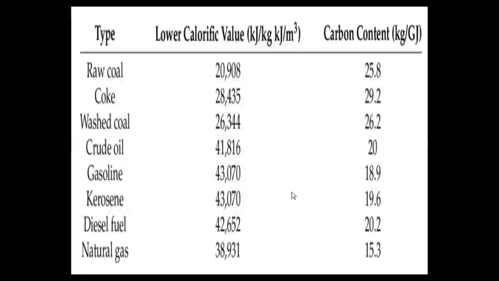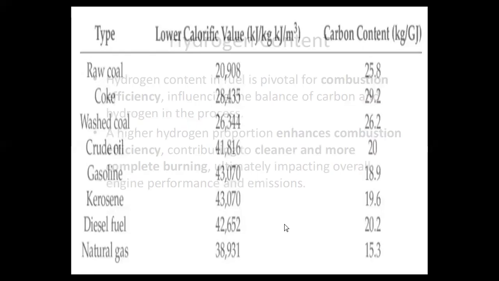So we have here different fuels with their calorific value and their carbon content. As you can see, based on this particular table, our carbon content for Coke is 29.2 and it has a lower calorific value of 28,435 kilojoules per kilogram, followed by our washed coal, which is 26.2 kilogram per gigajoule, and its lower calorific value is 26,344, and so on and so forth.